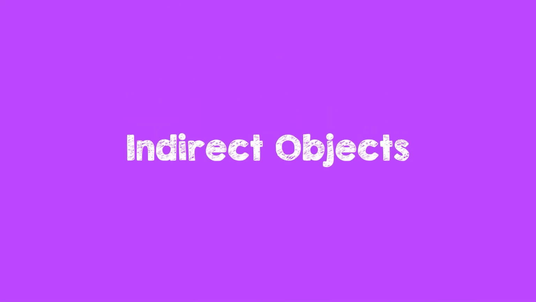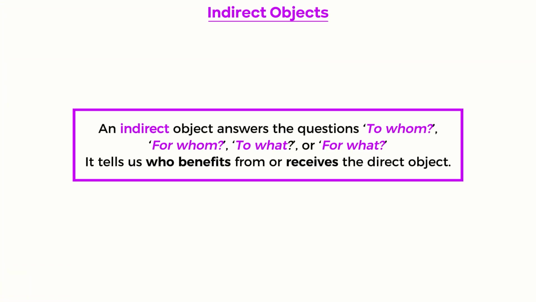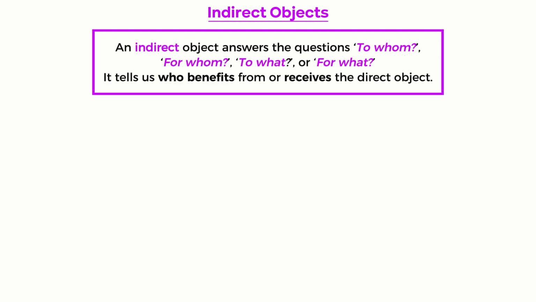Indirect objects. An indirect object answers the question to whom, for whom, to what, or for what. It tells us who benefits from or receives the direct object. Let's look at some examples.